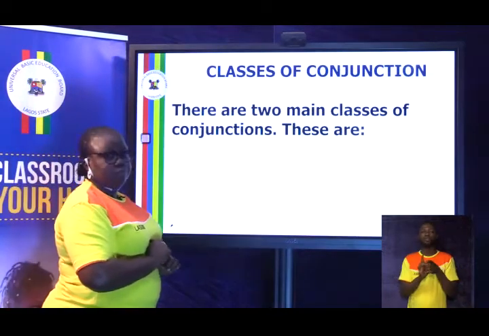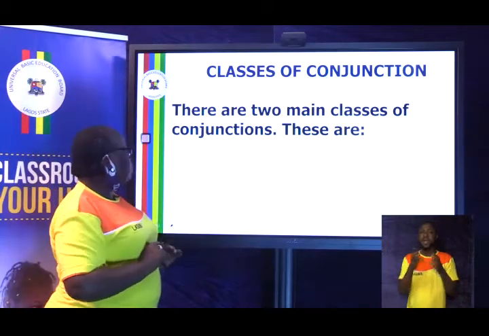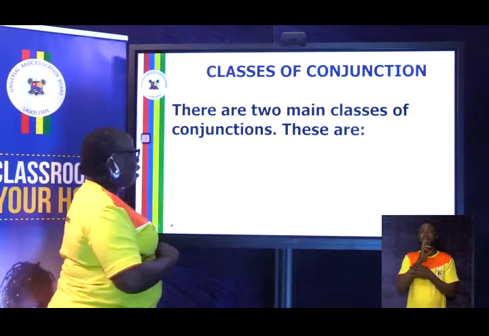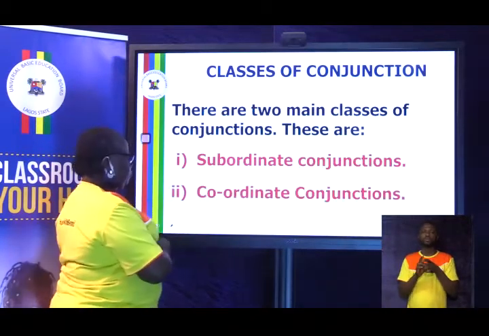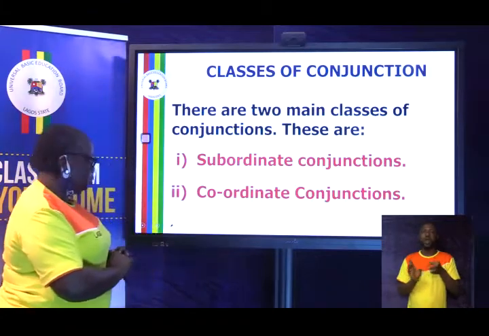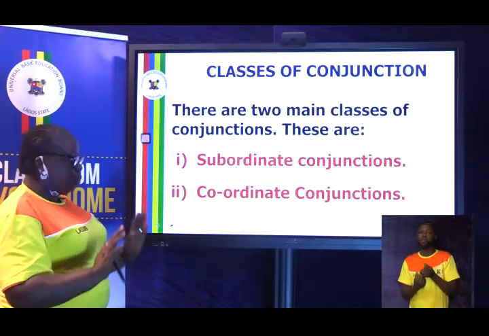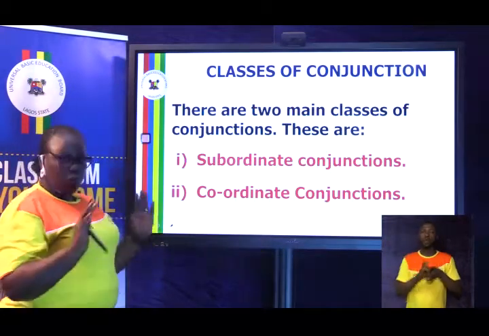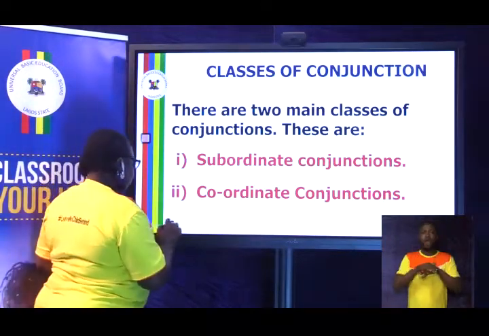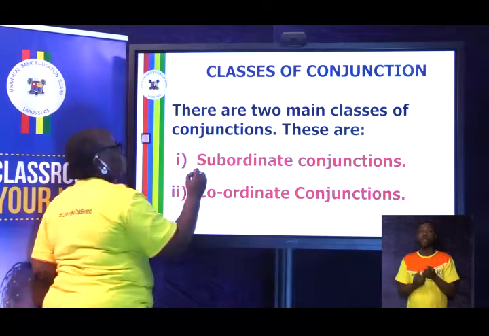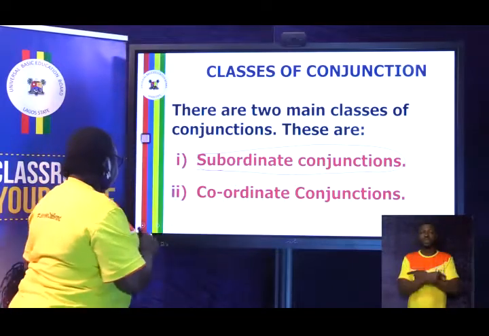Classes of conjunction. There are two main classes of conjunctions, and these are subordinate conjunctions and coordinate conjunctions. We have two main classes of conjunctions, the subordinate conjunctions and the coordinate conjunctions. But for this lesson, we will be focusing on the subordinate conjunction. This is what you are going to focus on today. Let's move on.